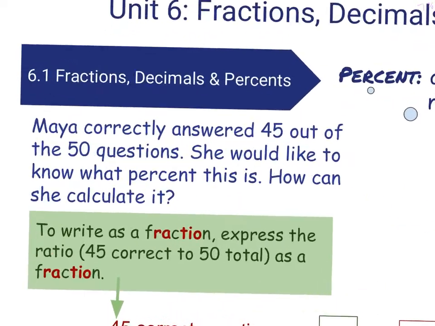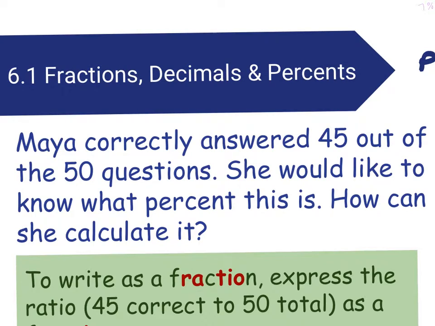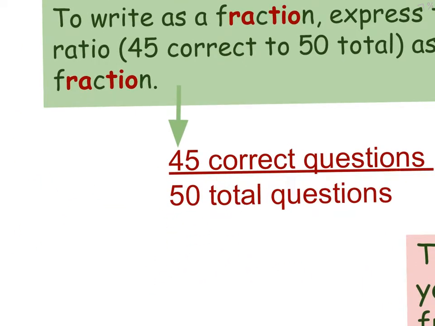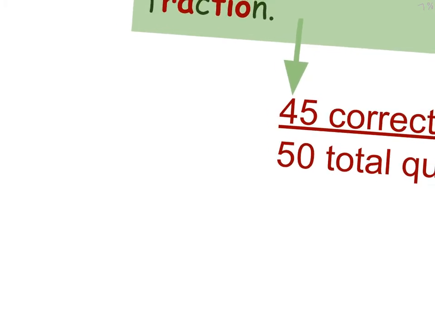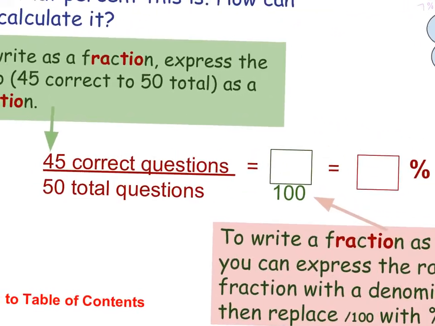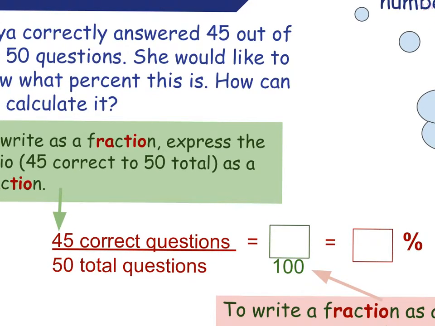So if I said, Maya got 45 out of 50 questions correct, and she wants to know what her percent was. You are changing the fraction of 45 out of 50 into a percent. First of all, 45 out of 50 would be written as 45 over 50. If I want to know how much that is out of 100, what would you think? 45 out of 50 is the same as how much out of 100?